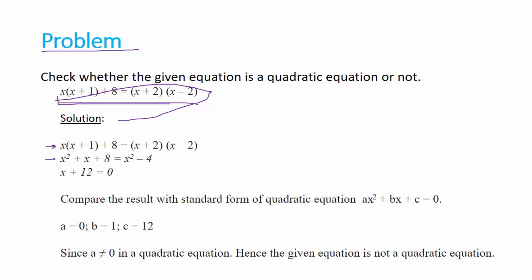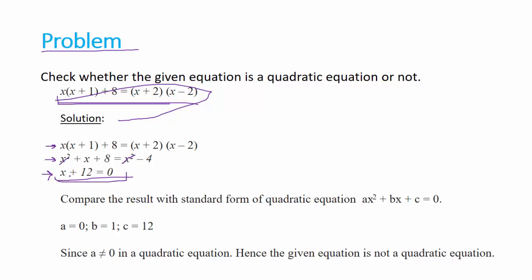By opening the brackets and solving all the plus minus signs, it becomes x square plus x plus 8 is equal to, here we will apply the (a plus b) into (a minus b) formula. We will get a square minus b square, that is x square minus 4. Now see here, the x square terms on both sides are positive, and hence they both get cancelled. See how the x square term is becoming 0, and what we are left with is x plus 12 is equal to 0. Initially it was looking like it would have an x square term, but eventually the x square terms cancel out, and we are left with x plus 12 is equal to 0.